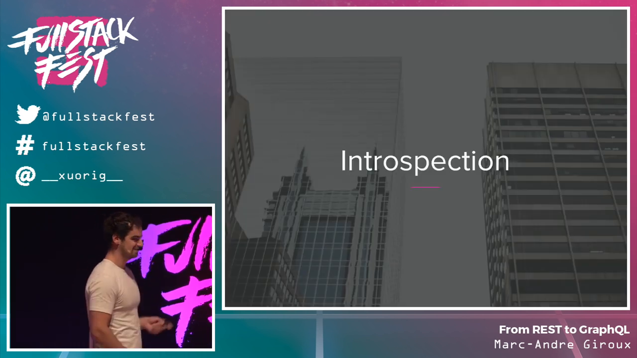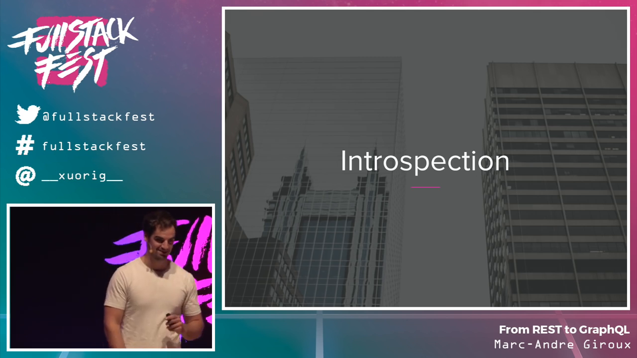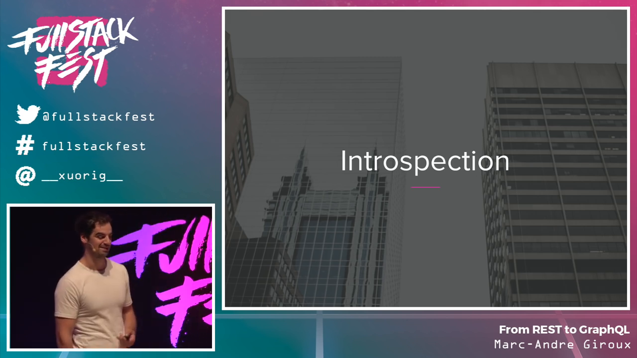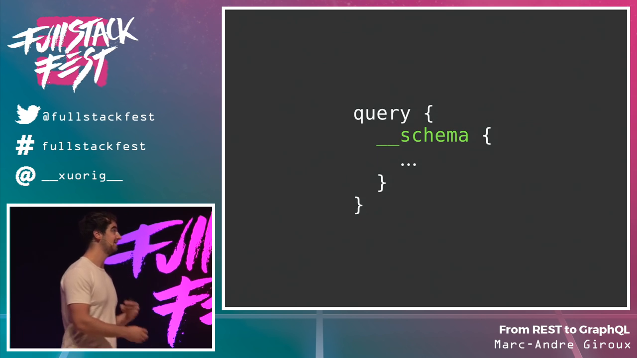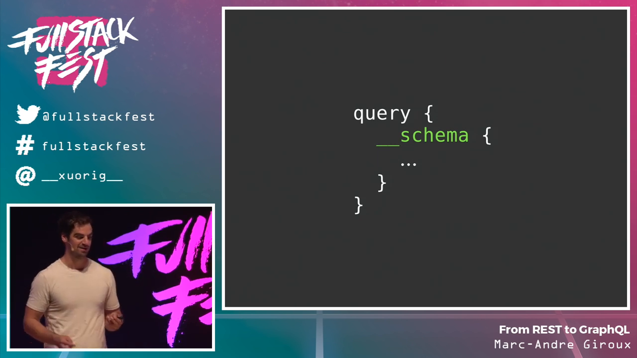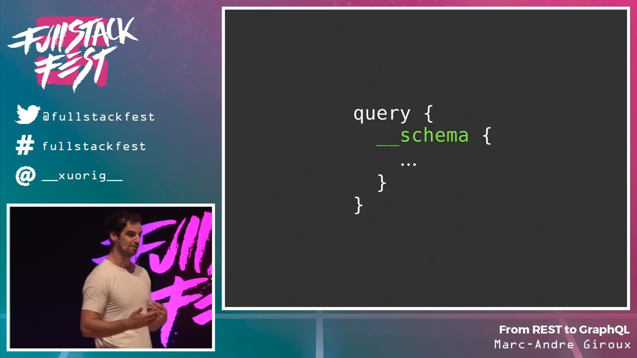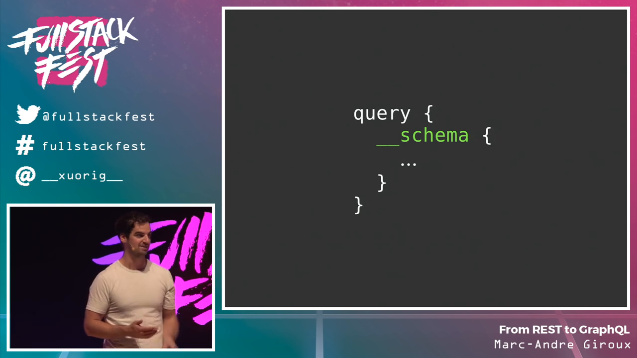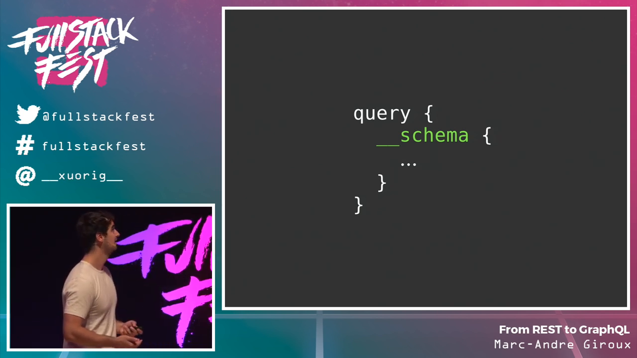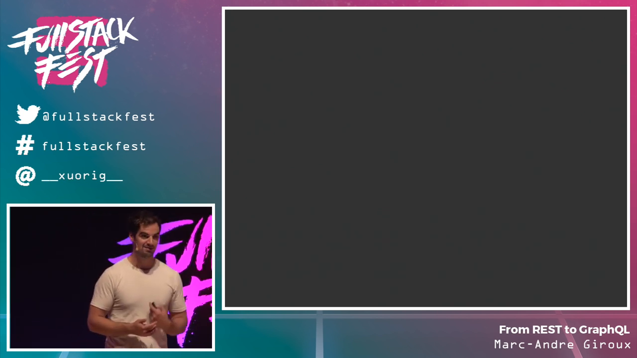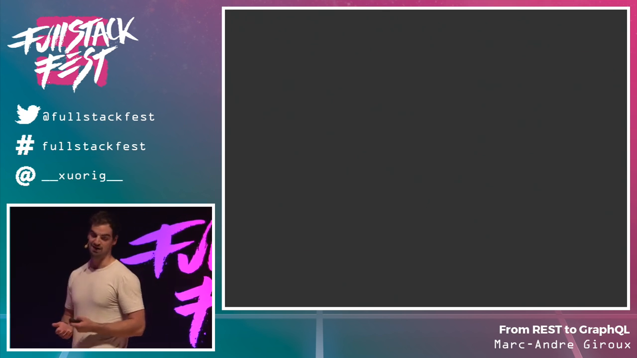So this is my favorite part of all GraphQL. It's this ability to introspect itself. And what I mean by that is that every GraphQL server has a special schema field at the query root. And using that, you can actually expose all of the objects and fields in a GraphQL server. And this allows us to create really nice tools.